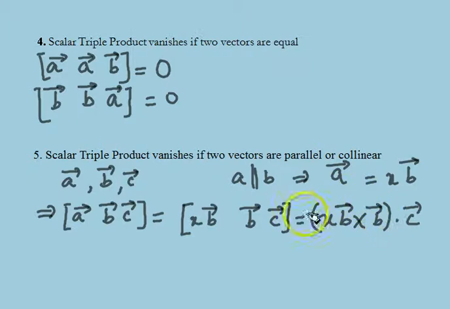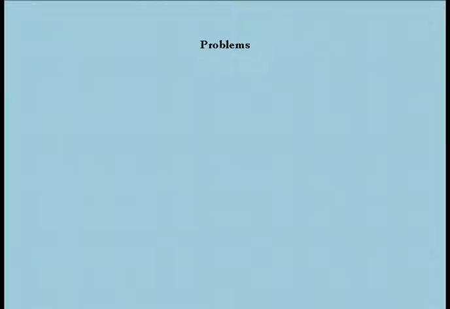Now the vector product of this is equal to 0, and the dot product of 0 with C would be a null vector which is equal to 0. Thus the scalar triplet product of these three vectors, where two vectors which are A and B are parallel to each other, is 0. Next we are going to deal with some problems based on the scalar triplet product.